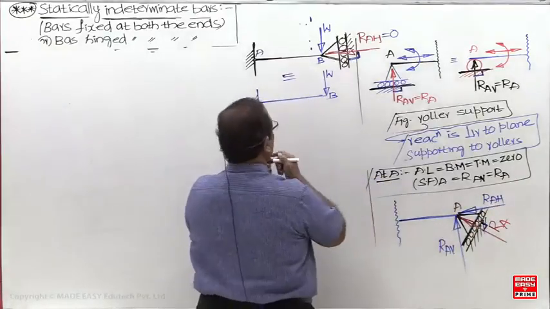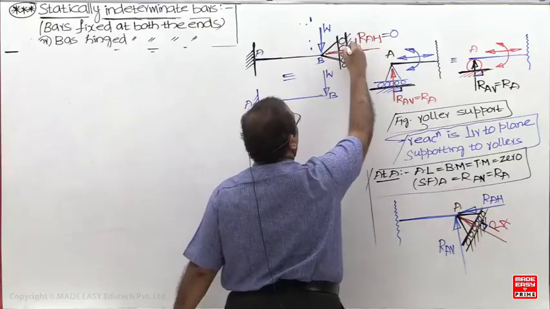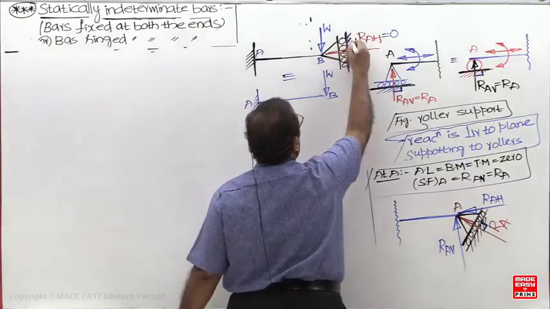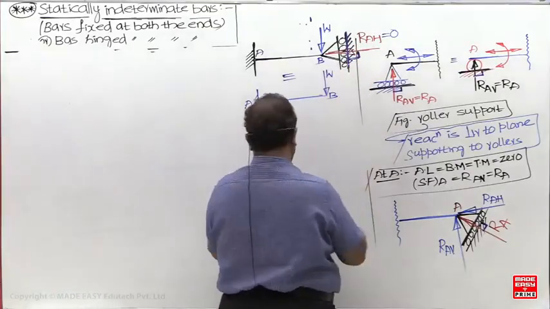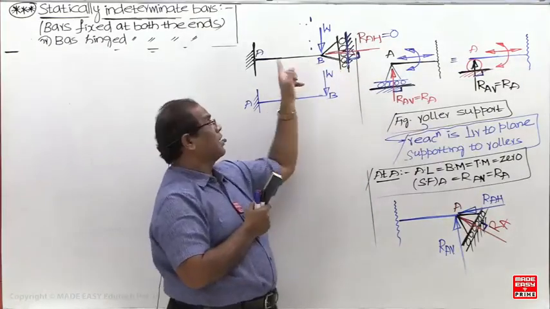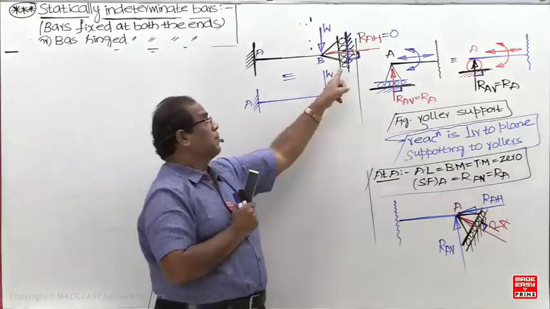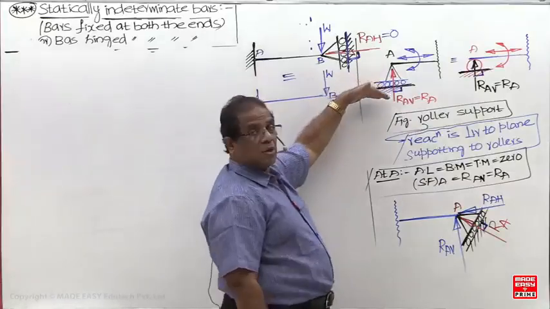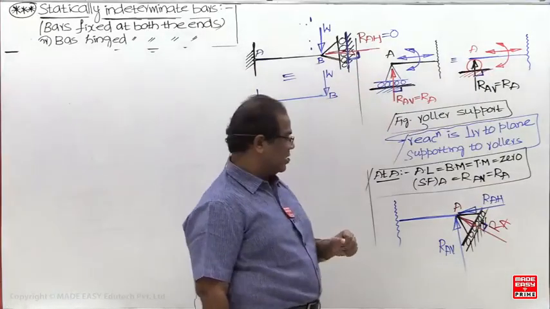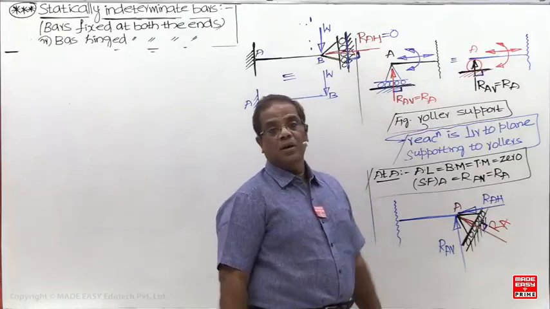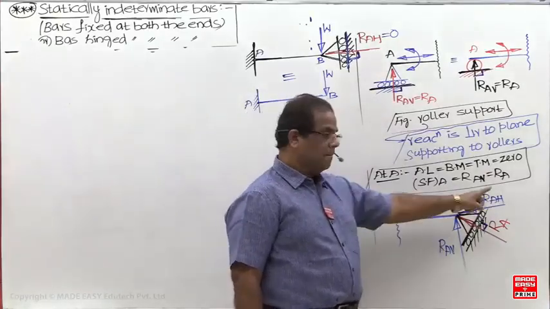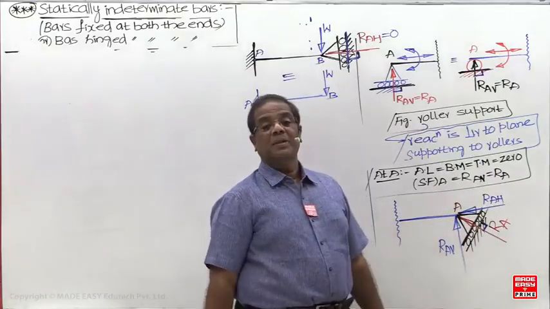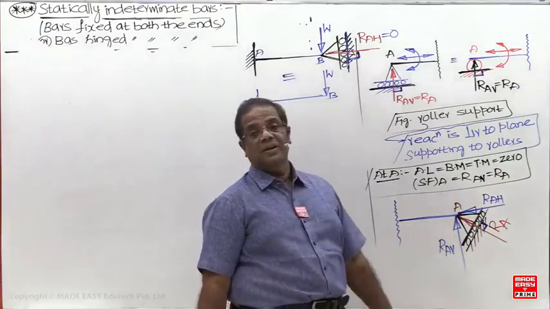This is the plane supporting the rollers. So here the plane supporting the roller is perpendicular to the axis of the beam. When the plane supporting the roller is perpendicular to the axis of the beam, it will become a horizontal reaction. When the plane supporting the roller is parallel to the axis of the beam, it is a vertical reaction. When the plane supporting the rollers is inclined to the beam, the reaction will become inclined. Then you are going to get one horizontal and one vertical component.